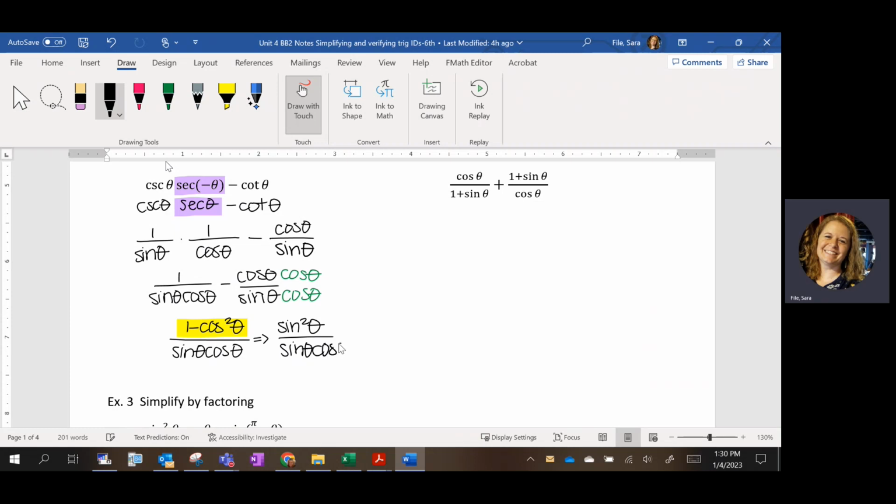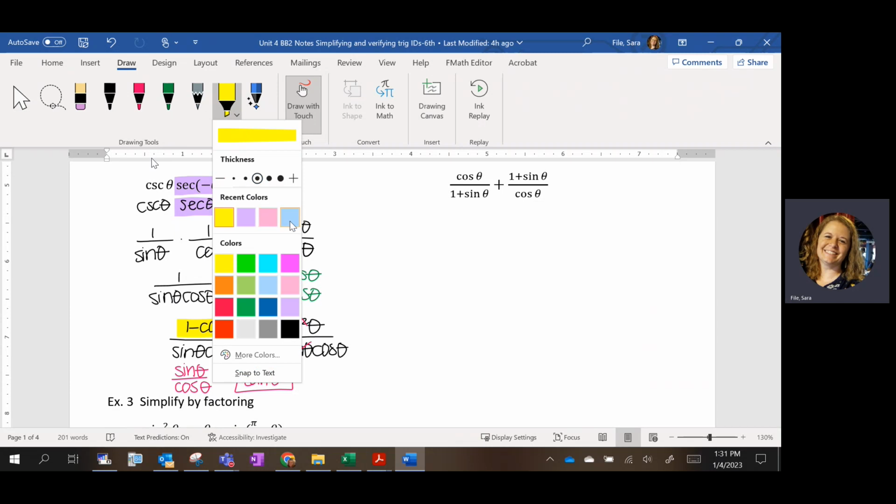Then what's going to happen? Now I can reduce the sine in the denominator with one of the sines in the numerator. So now I'm left with sine over cosine, which is tangent. So that's pretty simple, a single trig function, right? So I simplified cosecant theta times secant of negative theta minus cotangent of theta all the way down to just tangent of theta using algebra and identities.